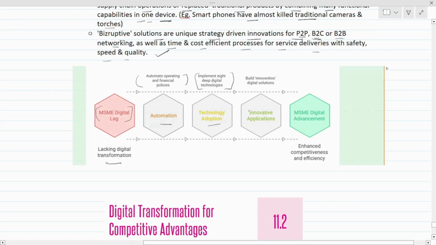Then we talk about innovative applications, wherein we say build innovative digital solutions, right? Innovative is basically something part of innovation only, but which is very creative also in nature. So that's where the word innovative comes from, and it eventually leads to MSME digital advancement. So there is an enhanced competitiveness and efficiency. Right. With this, we finish 11.1.